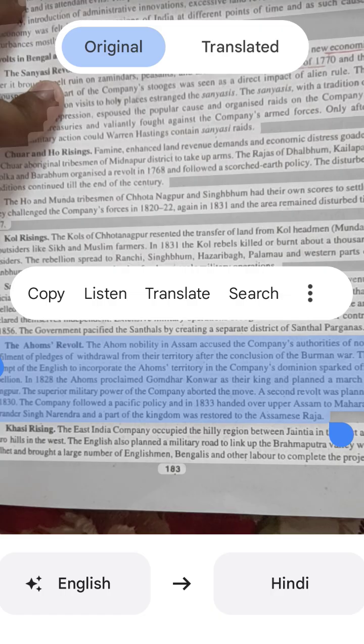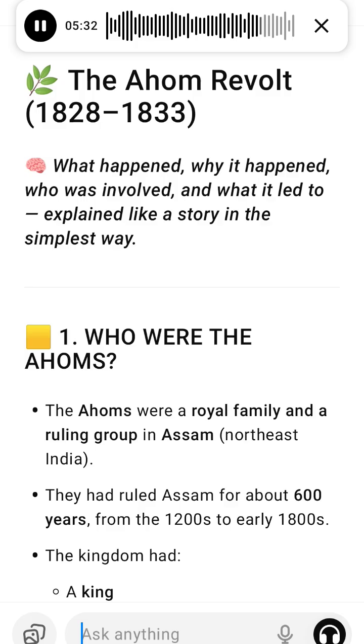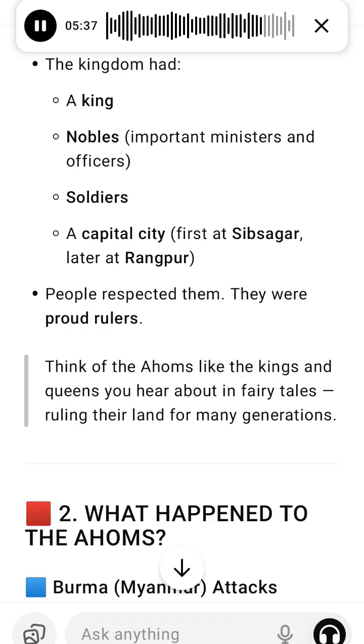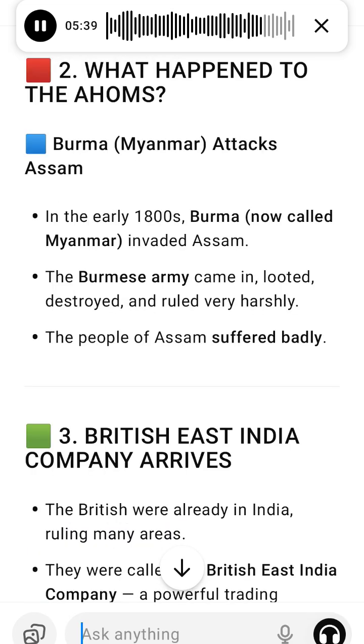Here's a great, deep, detailed summary of the Ahom Revolt, 1828 to 1833, in very simple and clear language, with all the important facts, reasons, events, and outcomes. The Ahom Revolt, 1828 to 1833, full, deep, simple summary.